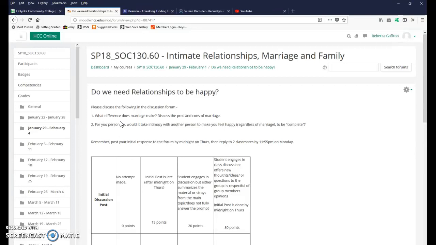And secondly, for you personally, would it take intimacy with another person to make you feel happy, regardless of whether that's in the context of a legal marriage? Would that intimacy with another person help you to feel complete? Please make sure that you post your initial response to the forum by midnight on Thursday, and then reply to 2 classmates by the following Monday. So that is our discussion forum assignment.